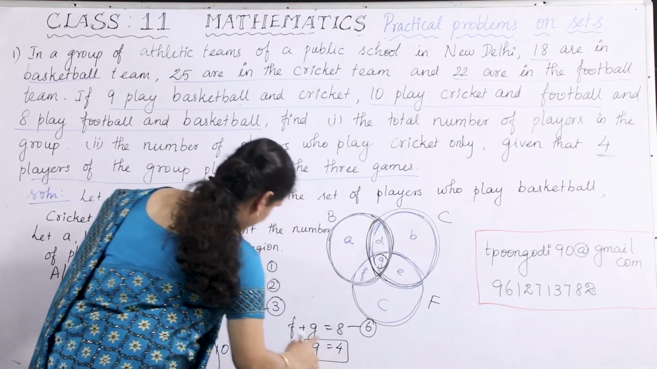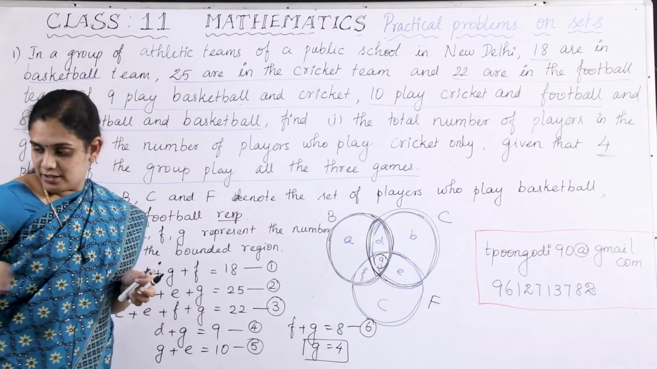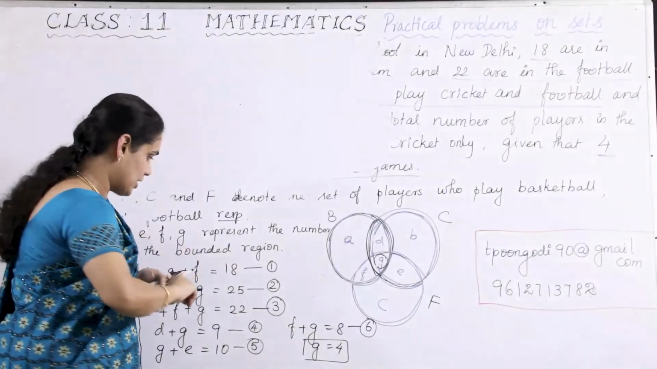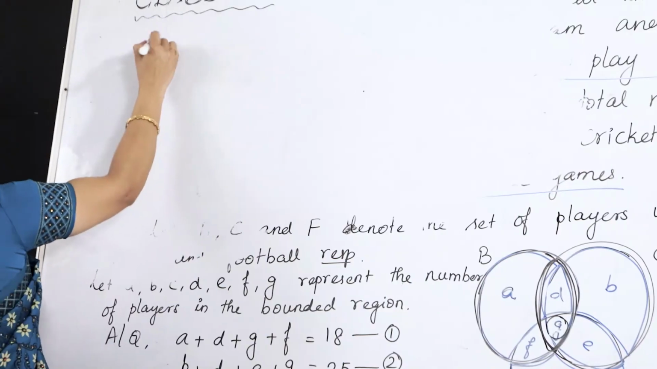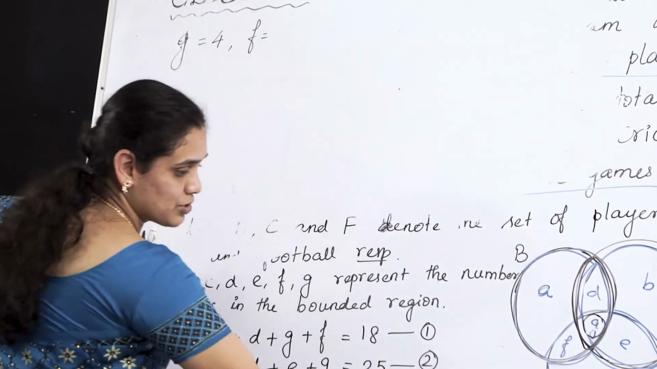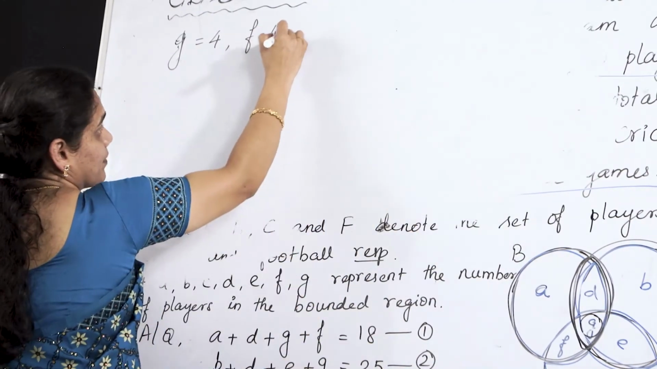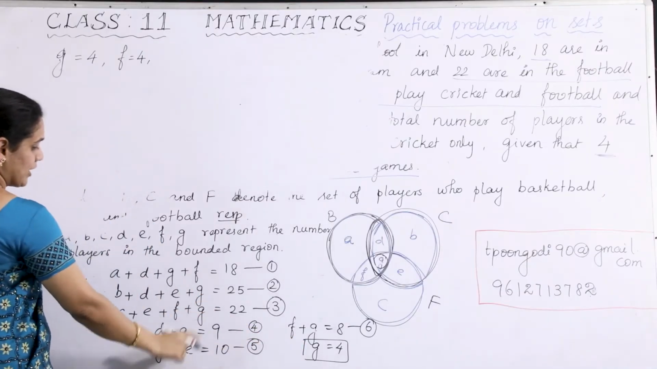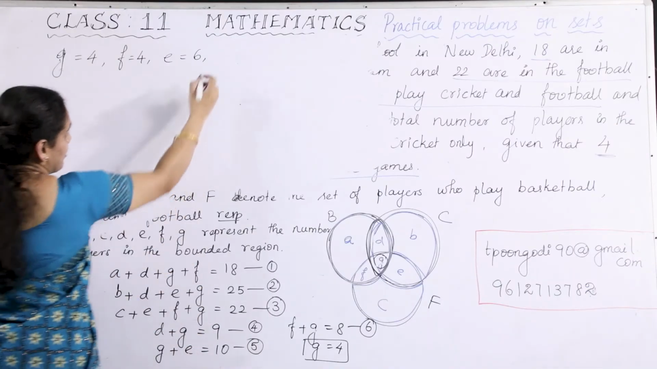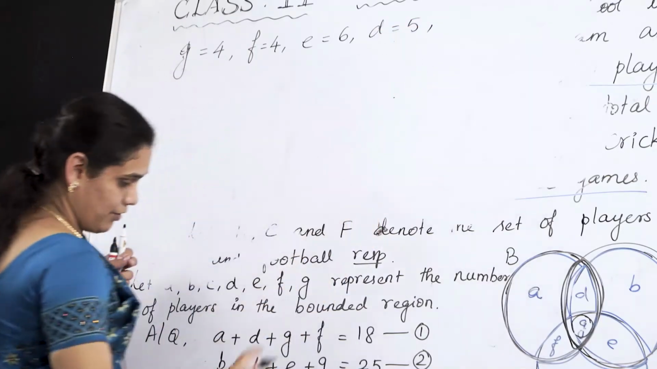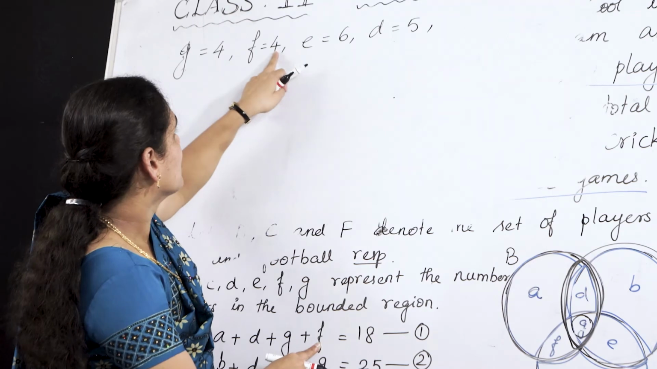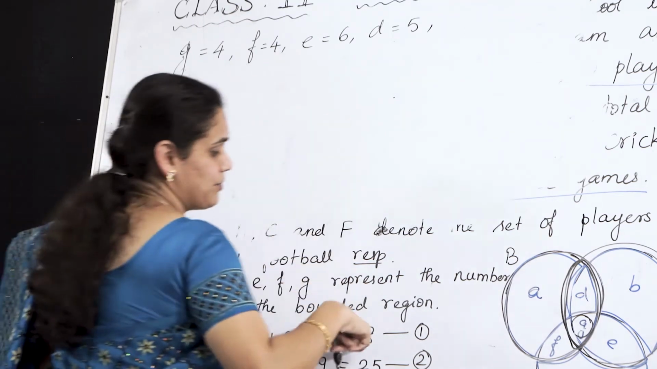So using this G, we can find all the letters A, B, C, D, E, all. If you substitute G here, you will get F. We already know G is 4. Then F will be what? If you substitute G equal to 4, 8 minus 4 is 4. Then if you substitute G equal to 4, you will get E as 6. And then if you give 4 here, D will be 5. Then D, G, F: D is 5, 9, 13. 18 minus 13 is 5.